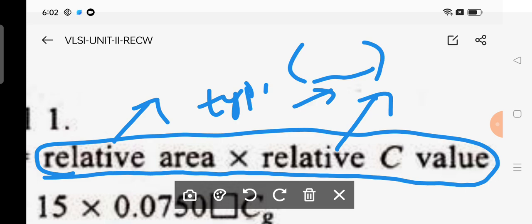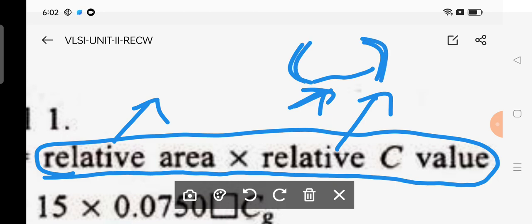In your table, whatever the values you are having in the parenthesis, that becomes the relative C value. In the typical capacitance values table, the value present in the parenthesis is known as the relative C value, and you have to find out the relative area. Is it clear? Now we can see some examples of how to determine the capacitance of some layers. What is the formula? Once again I am telling that.